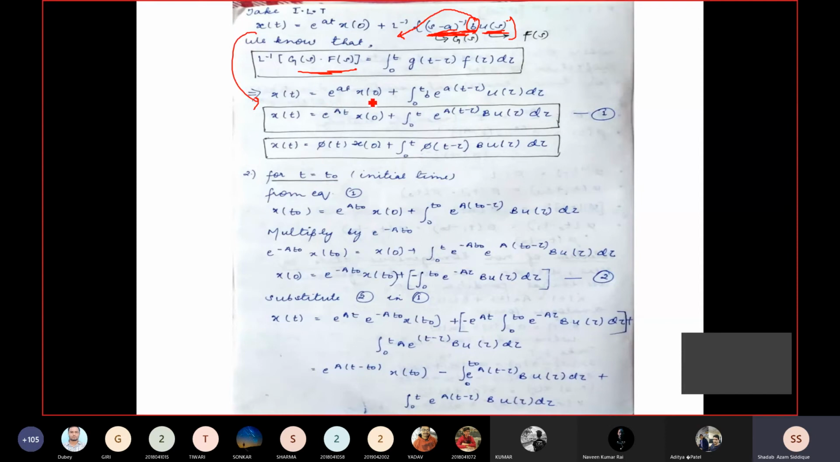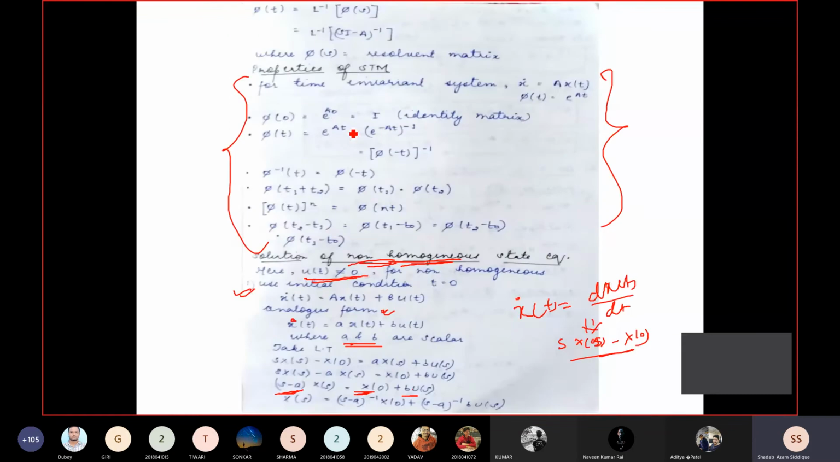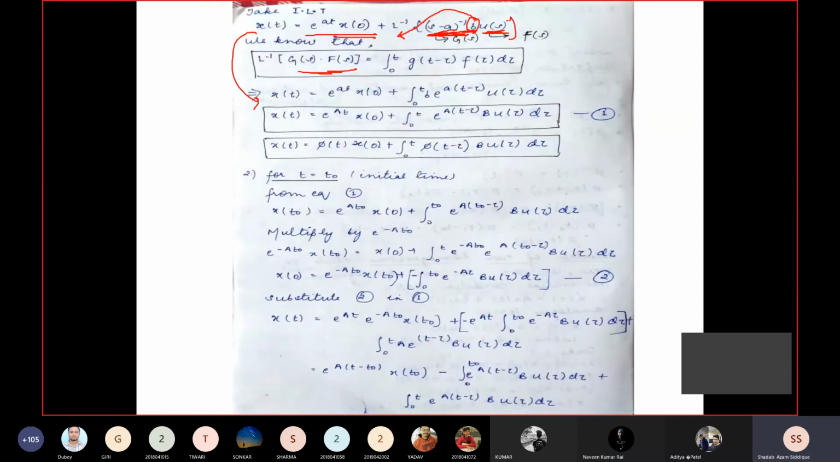So x of t is nothing but e to the power At times x of 0. And how is this e to the power At x of 0 written? From this equation, s minus A inverse x of 0. If you take the Laplace inverse of this, x of 0 is a constant value, so this will give you x of 0, and s minus A inverse means 1 by s minus A. The inverse of 1 by s minus A is nothing but e to the power At. So you can simply represent it as e to the power At x of 0.